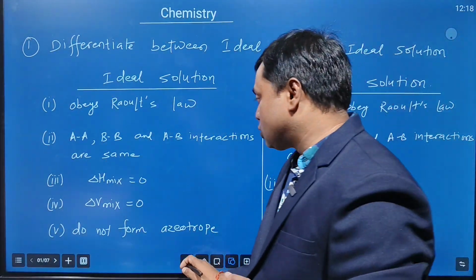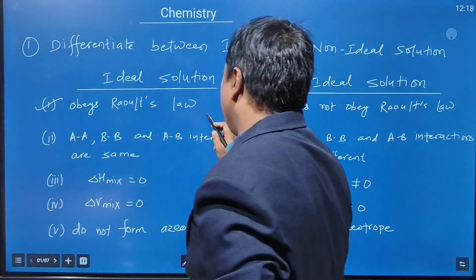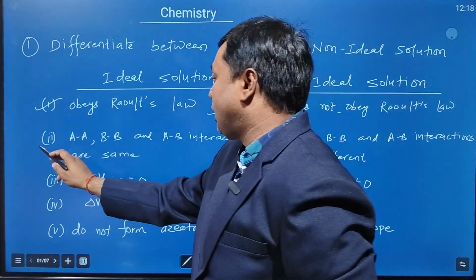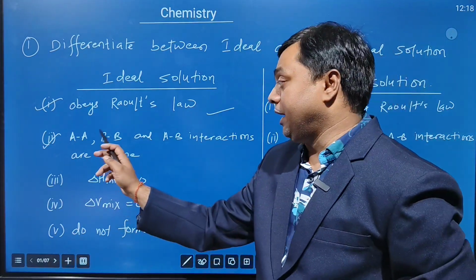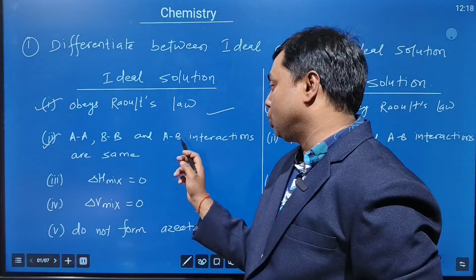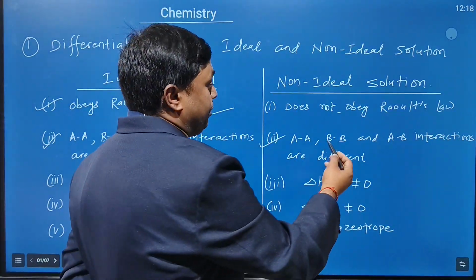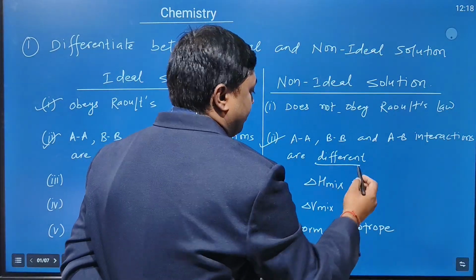When we talk about ideal solution, it obeys Raoult's law, whereas non-ideal solution does not obey Raoult's law. In this case, what happens? The force of interaction between A-A molecules, B-B molecules, and A-B molecules are the same. Whereas in case of non-ideal solution, A-A interaction, B-B interaction, A-B interactions are different.